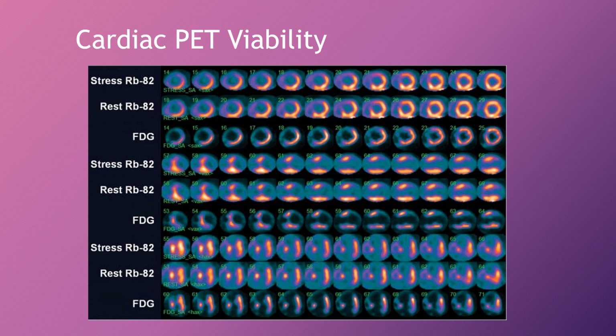So even in this view, you see that it's missing the apex. And then again, in the horizontal long, you see that it's missing the apex and some of the septum. And if you look at the FDG studies, it's matching there as well. So this is an example of a matched defect, which means there is no hibernation occurring. That myocardium is scar tissue.